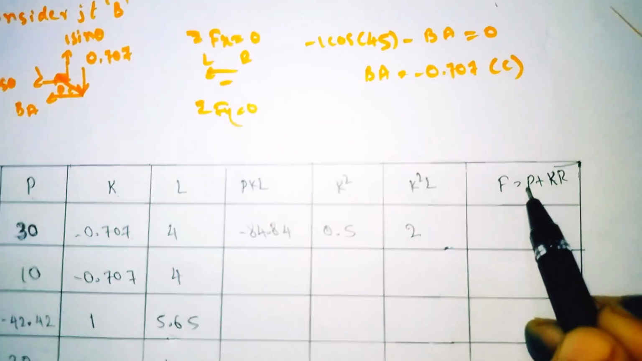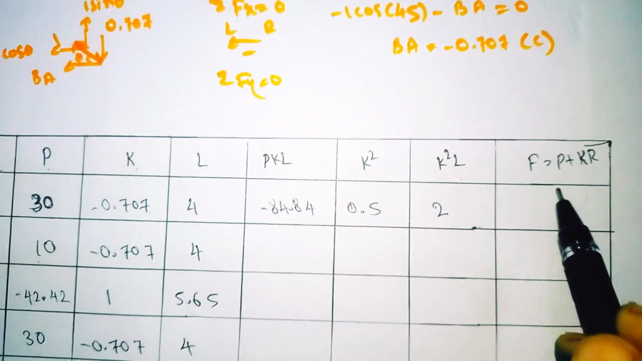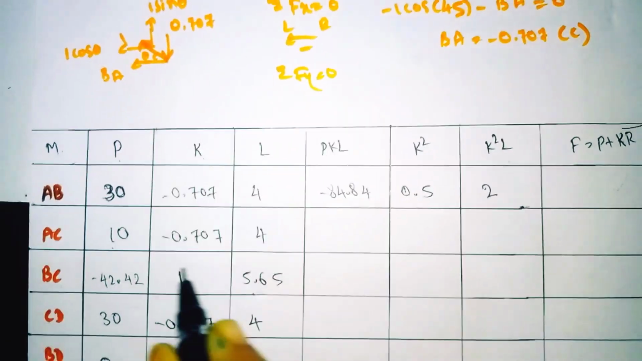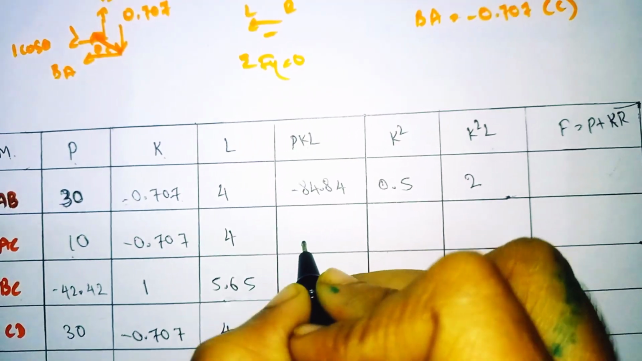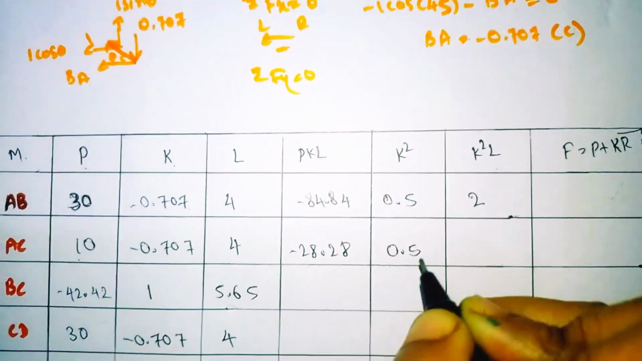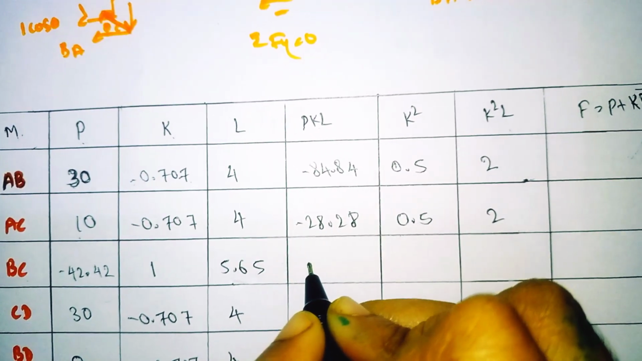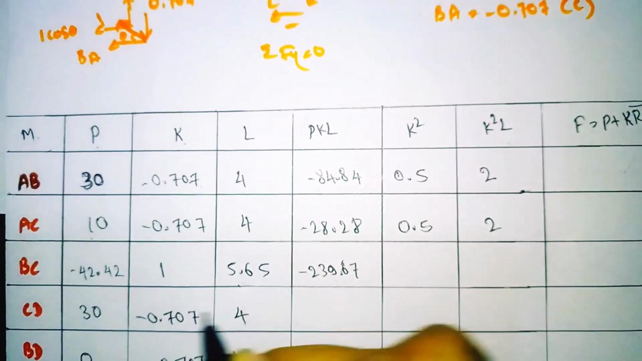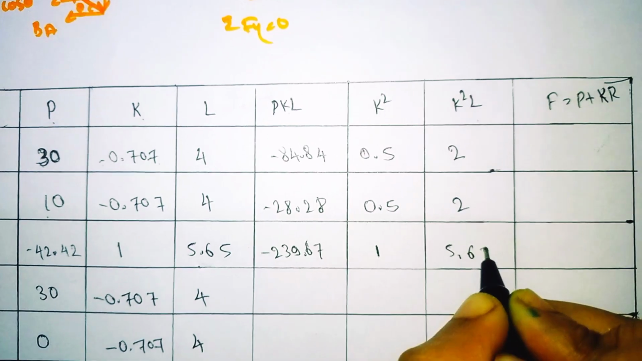So for this, F is equal to P plus K into R. For R, we have the formula, which I will tell you later. I will find all the values similarly, and tell you orally. So 10 into minus 0.707 into 4, if you do, it will come out as minus 28.28. For K square, again it will be 0.5 and K square L is 2. If you do this, PKL value will come out as minus 239.67, and 1 square will be 1 and K square into L is 5.65.